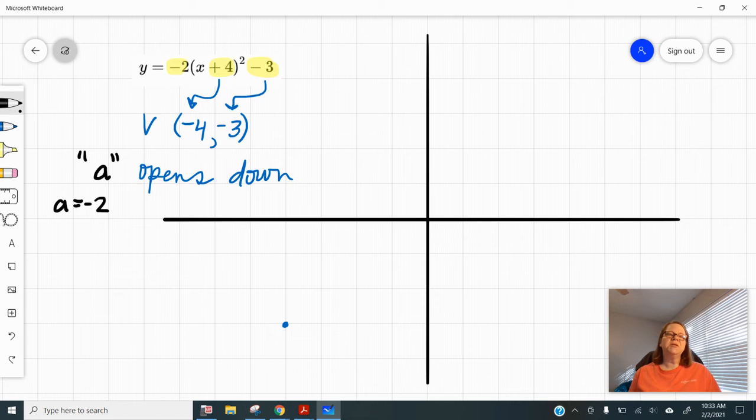I do want to pay attention though that I have a 2 out front that's going to change the shape of the parabola. You know, that 2 is going to be a stretch. And so it's going to take what might look like a normal parabola like this, and it's just going to stretch it so that it's a little bit narrower, a little bit taller, but still has that U shape, still curved. So we'll look at a couple of points to figure that part out.